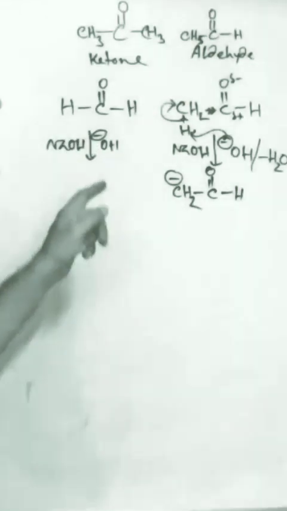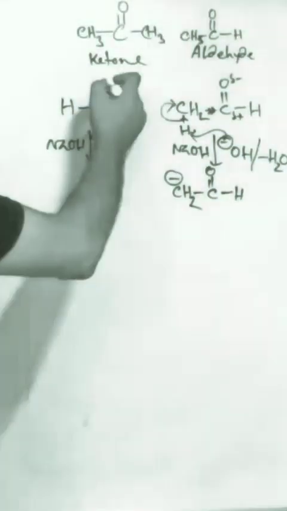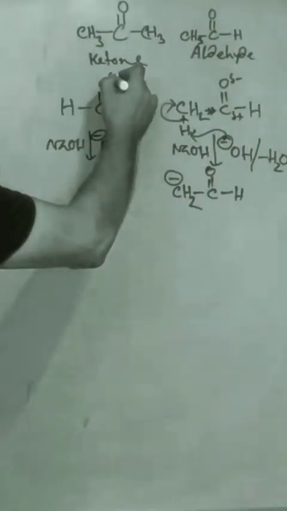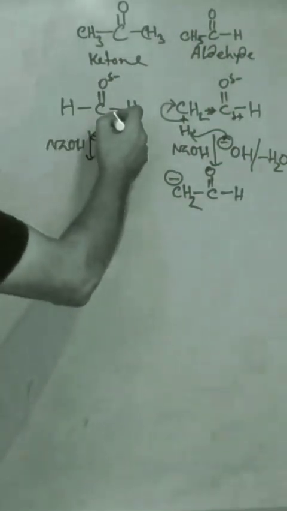Now what happens where no alpha hydrogen atoms, that is, no acidic hydrogen atoms are there? OH minus ion has to react as a nucleophile, and since between carbon and oxygen, oxygen is more electronegative, the bond pair electrons are shifted more towards oxygen, giving rise to a charge separation, whereas carbon is partially positively charged and oxygen is partially negatively charged.